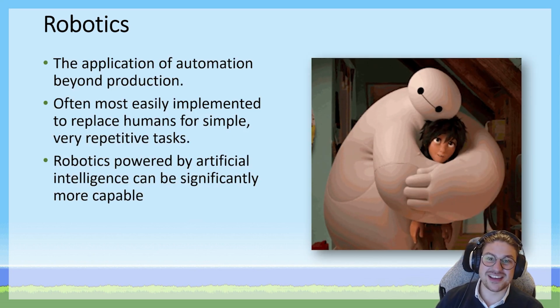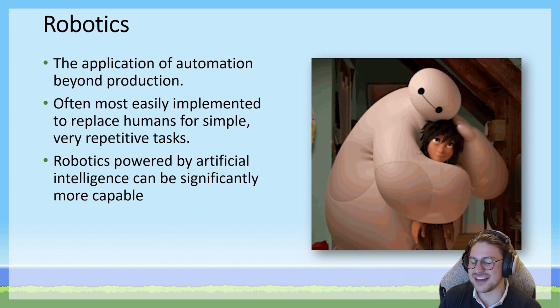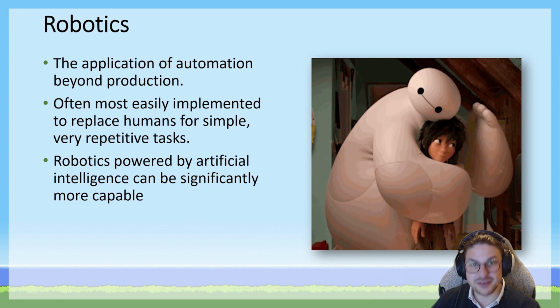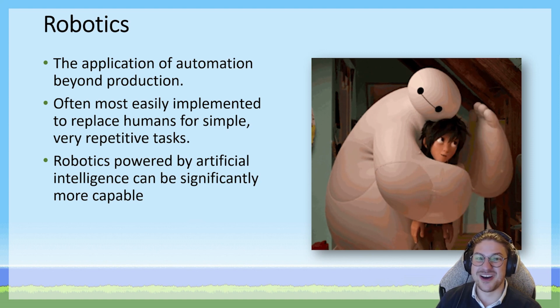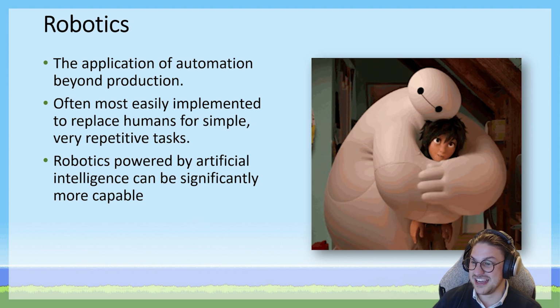Certainly, robotics are still, just as they were in the past, most easily implemented in business scenarios where they can replace humans for simple and very repetitive tasks. But as artificial intelligence improves, and as robotic technologies improve themselves, the complexity of the tasks robots can be charged with is increasing every day, and we'll have to keep an eye on that space to see just how this is implemented in business in the 2020s and 2030s.